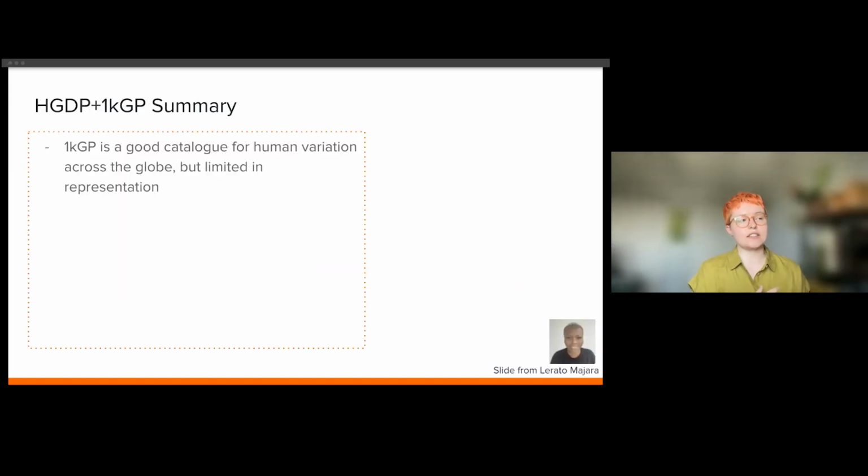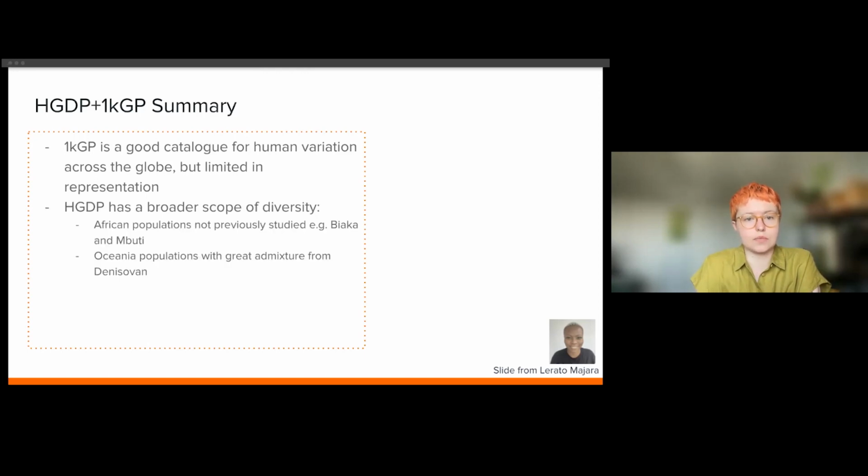So now that we've seen the sample and variant numbers for this data set, here's a general summary of the two data sets and how they interact. So 1,000 Genomes is a good catalog for human variation across the globe, but it is limited in representation. In comparison, HGDP has a broader scope of diversity, but has a smaller sample size, although it does fill in some of the gaps in 1,000 Genomes.